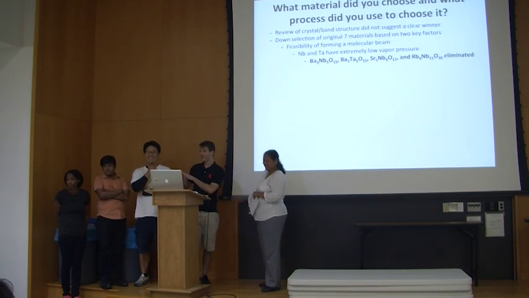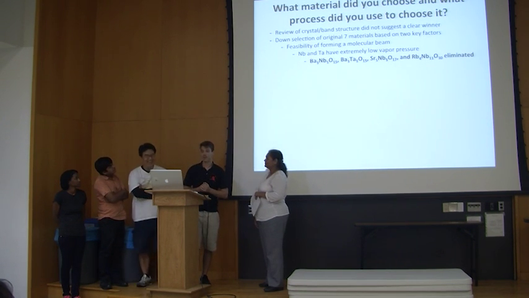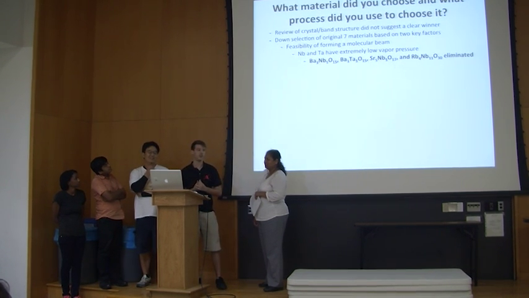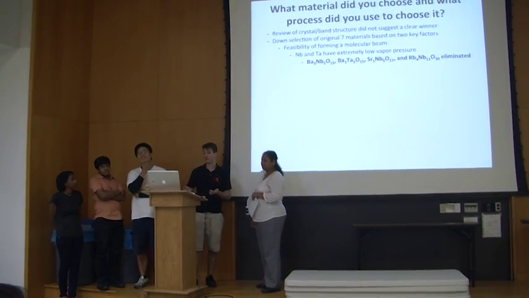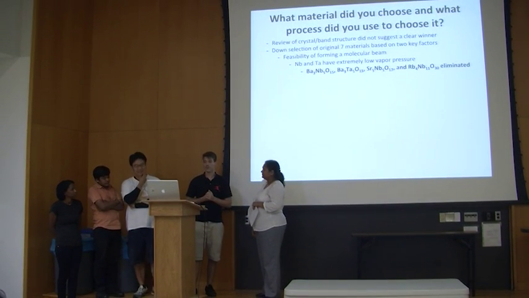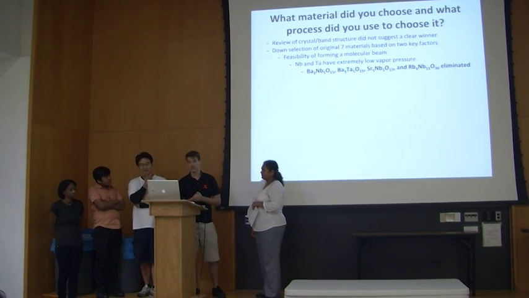I won't get in too much because that's going to be his slide. But essentially, we wanted to look at which of these materials can actually be grown the way we want to grow them. So we started looking at things like the vapor pressure of these materials and what temperature they vaporized at. Immediately we realized that niobium and tantalum have extremely low vapor pressures, and it's almost impossible to form molecular beams out of these elements. So that immediately eliminated the 4 materials listed here.